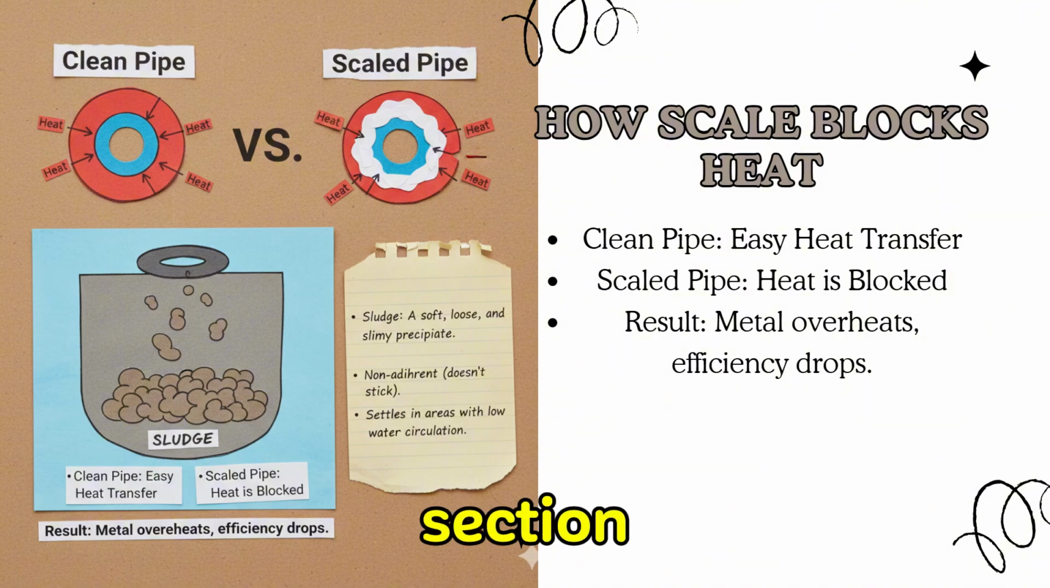Imagine a cross-section of a clean, new boiler pipe. The heat from the furnace transfers easily through the metal to the water. Now, let's see that same pipe after months of using hard water. A thick, white layer of scale has built up on the inside. The heat gets blocked. It can't reach the water effectively. This not only wastes fuel, but also causes the metal of the boiler itself to get dangerously hot.